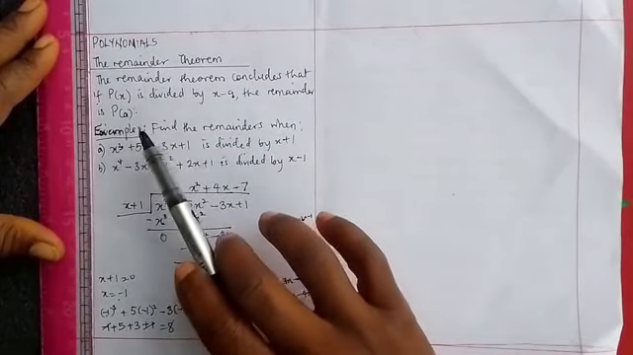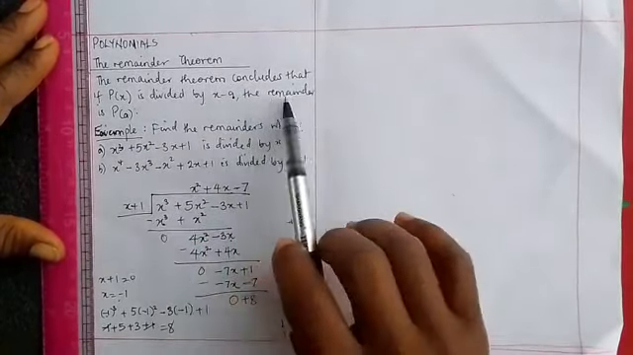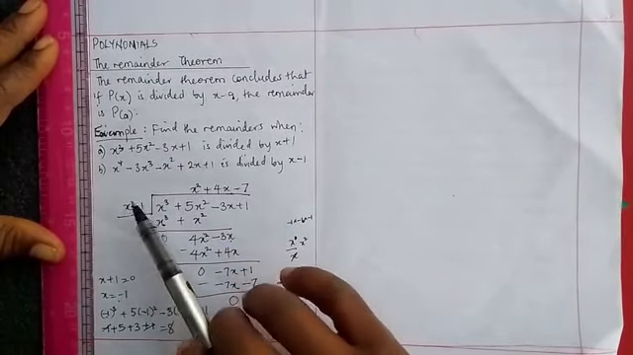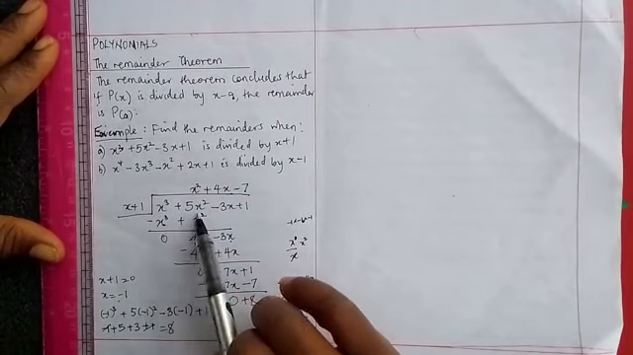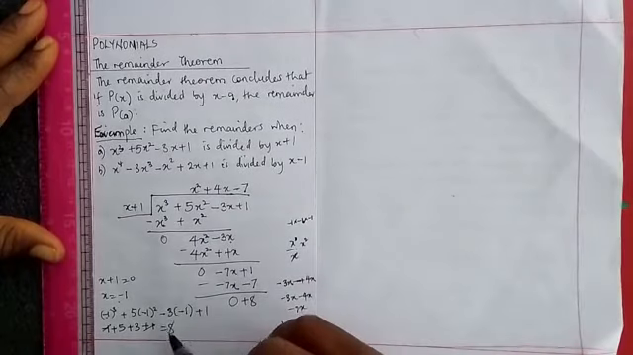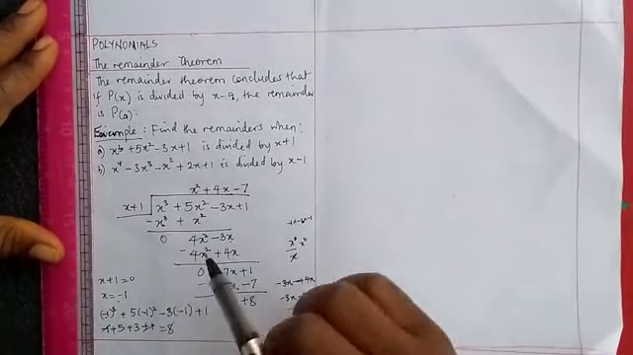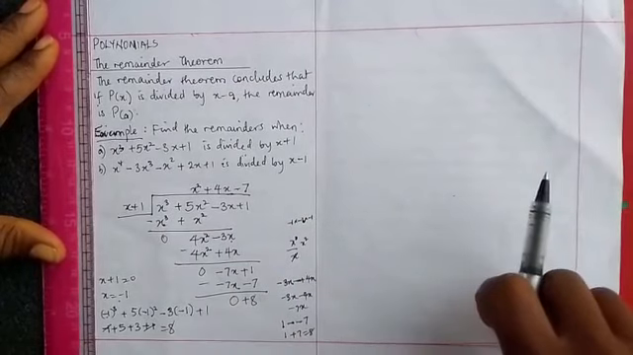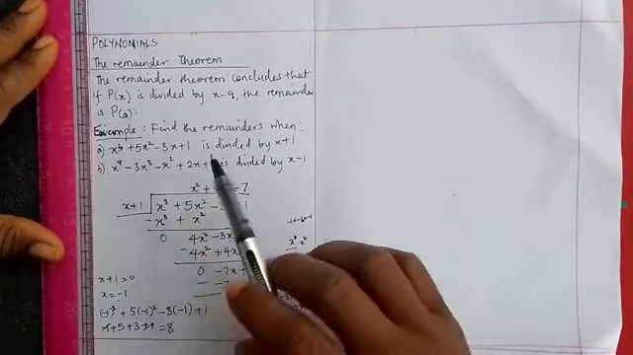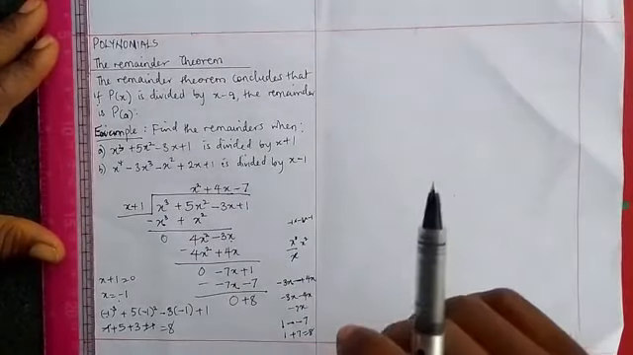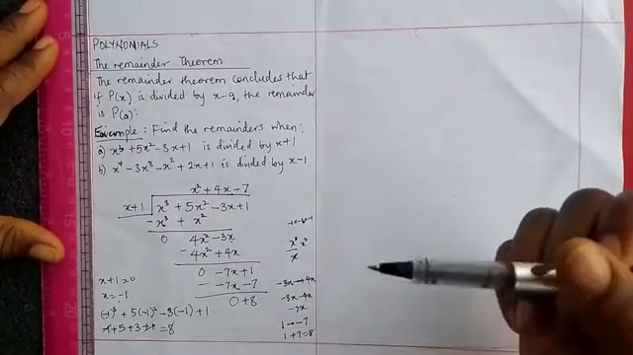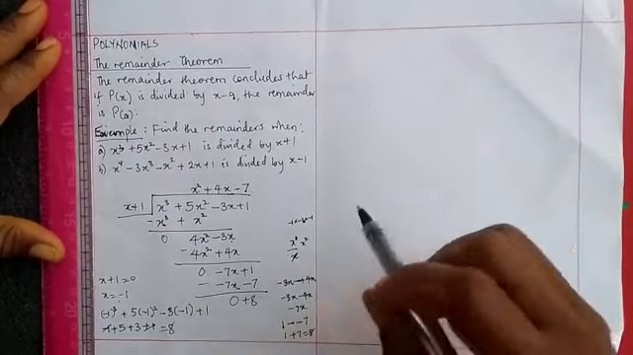Now the theorem concludes that if p of x is divided by this, then the remainder is p of a. It means that when you input the value of the constant into each of the x's, the answer will give you the remainder. This is often given in objective questions, so instead of doing this long method, you can just input it and get your remainder straightforward, except you are asked to show how you got your working. Then you use the division method.